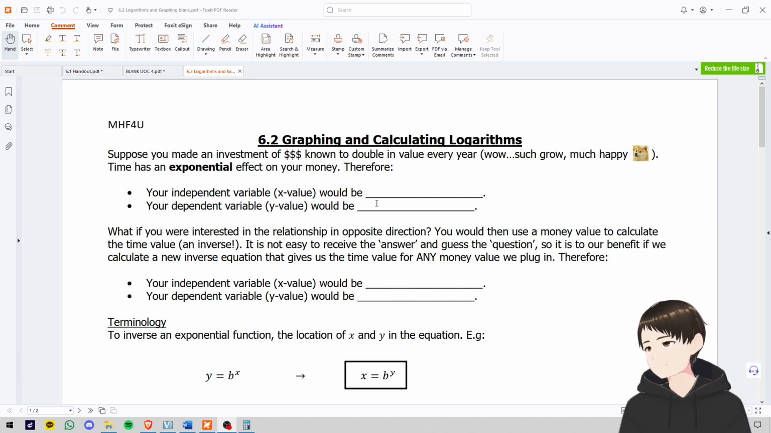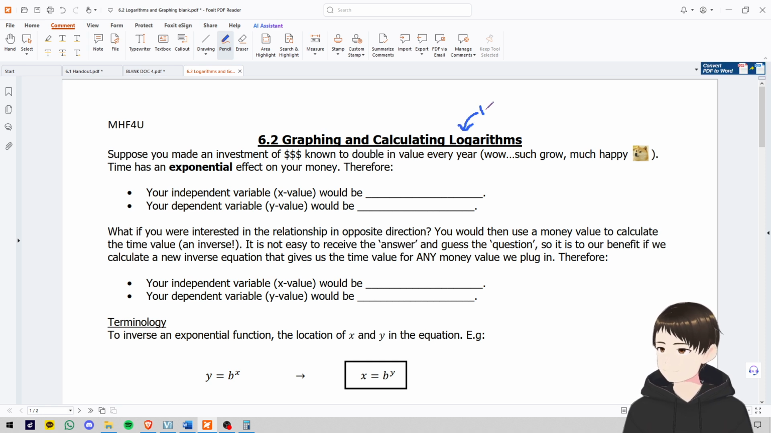All right, we're going to get started right into 6.2, assuming that people got a bit of a breather. Here we go. We're going to look at graphing and calculating the inverse of exponents. This thing called logarithms. So let's pretend you don't know anything about it, okay?